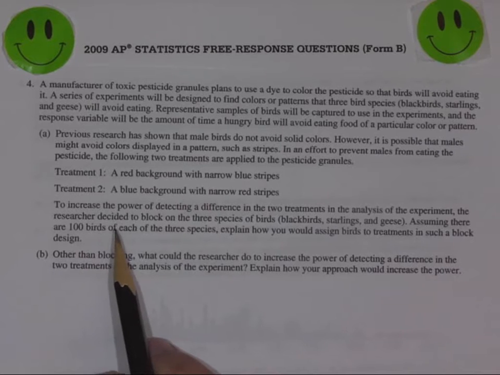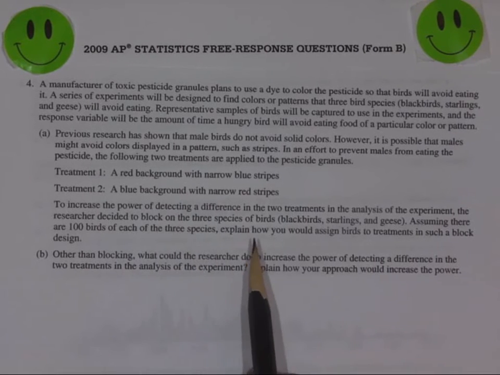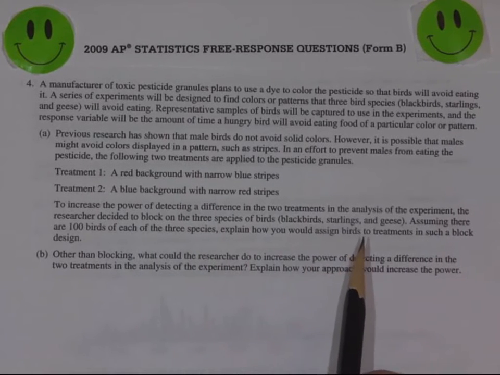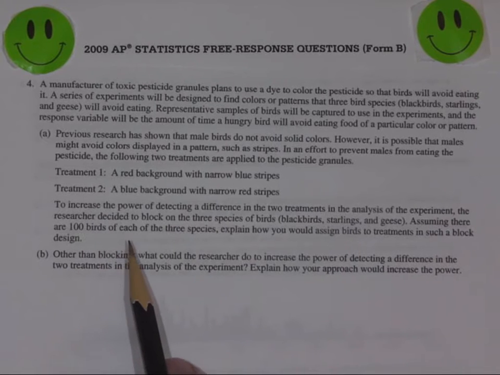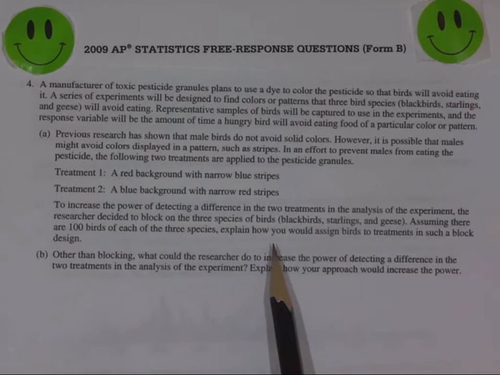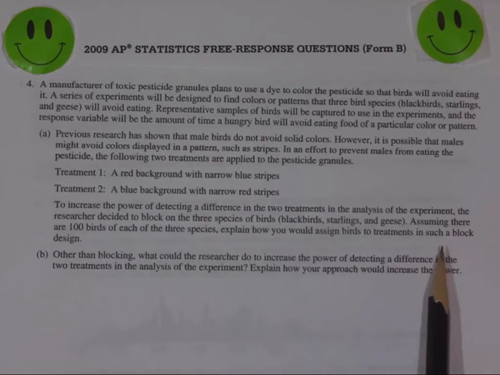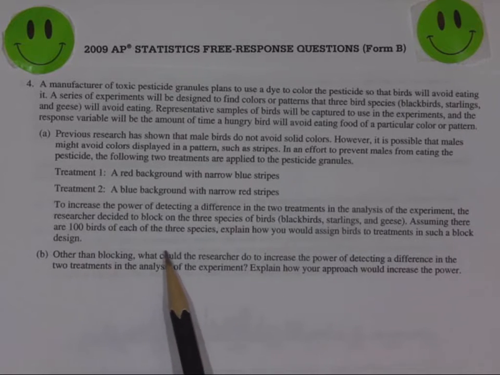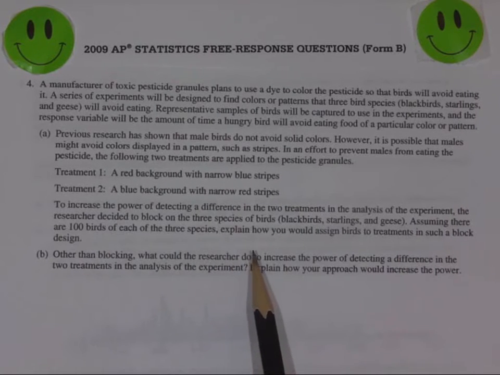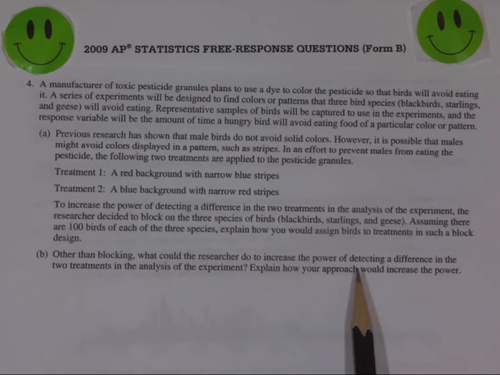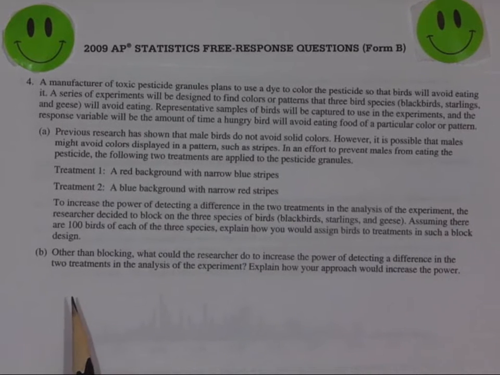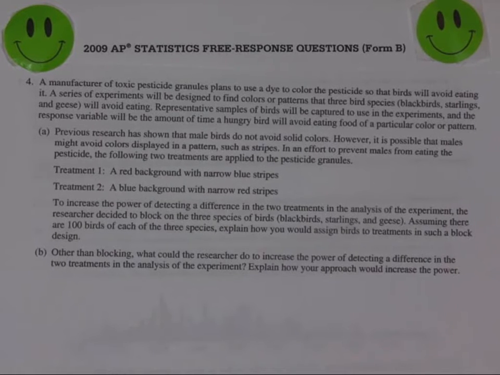To increase the power of detecting a difference in the 2 treatments in the analysis of the experiment, the researcher decided to block on the 3 species of birds, blackbirds, starlings, and geese. Assuming there are 100 birds of each of the 3 species, explain how you would assign birds to treatments in such a block design. And then part B, other than blocking, what could the researcher do to increase the power of detecting a difference in the 2 treatments in the analysis of the experiment? Explain how your approach would increase the power.